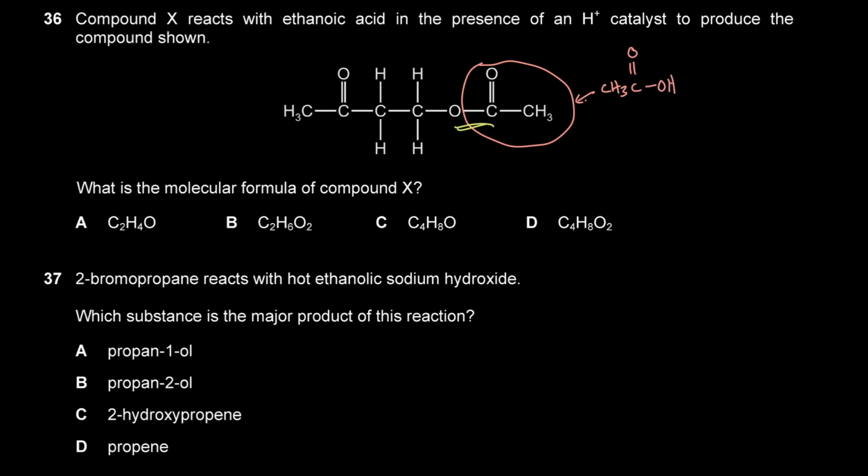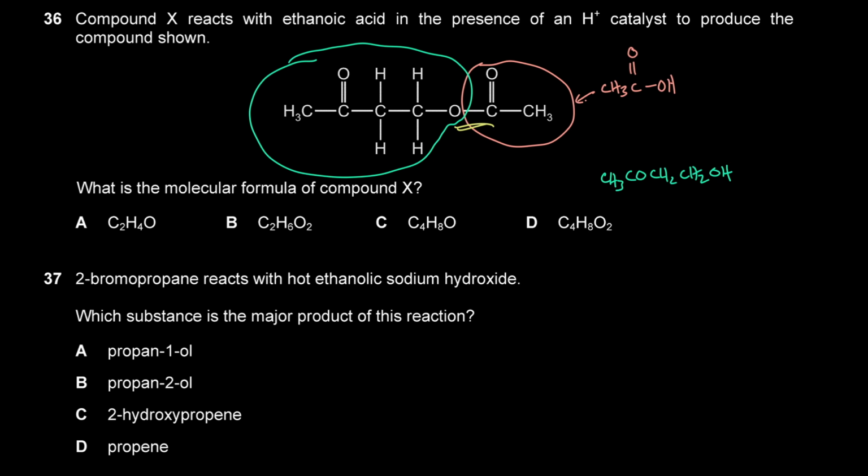CH3CO2H, right? So compound X was an alcohol, right? Compound X was a compound that contained an OH group over here. Okay, it contained an OH group over here, and then it obviously also has this ketone group. So compound X then is CH3CO, CH2, CH2, and then this was an OH, right? And this guy reacted with ethanoic acid to form this ester, right?